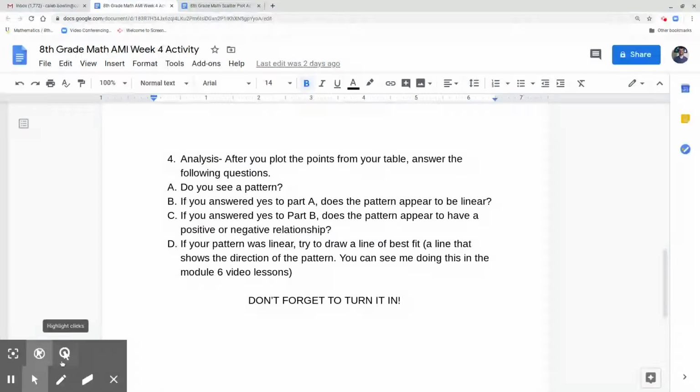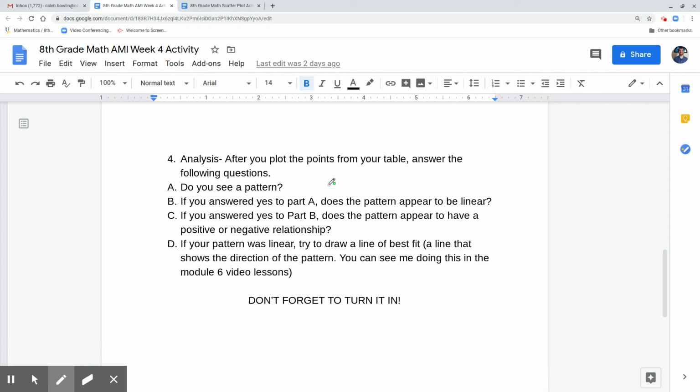Okay, guys, time to look at the analysis part. We'll start with part A. Do you see a pattern? And for me, I would say yes, because it looked like the points per game was trending down all but 1 year. So just with one outlier, I would say yes, I saw a pattern with the rest.